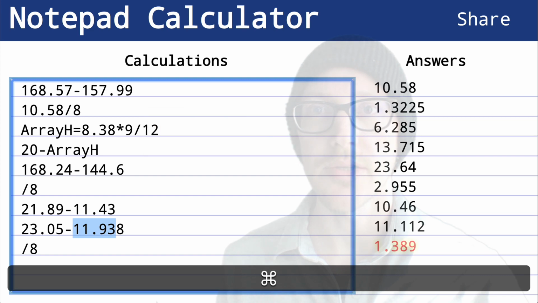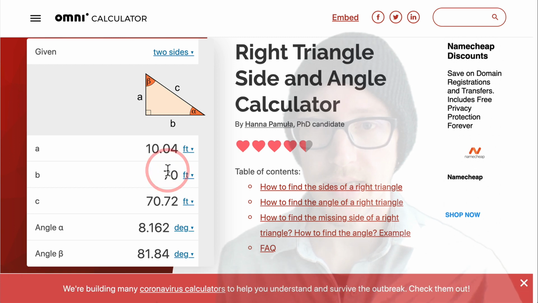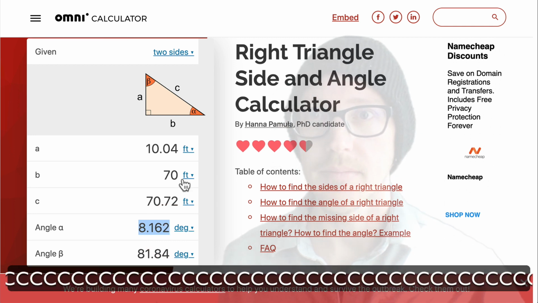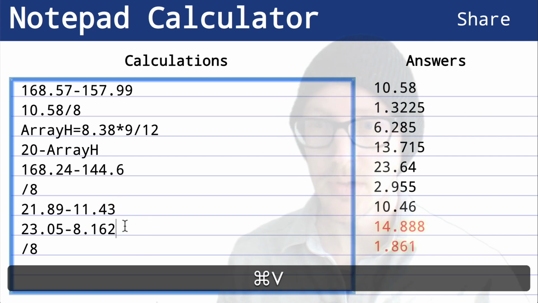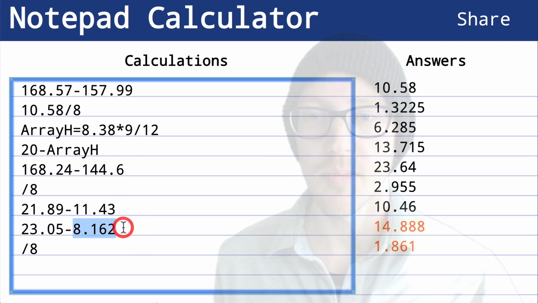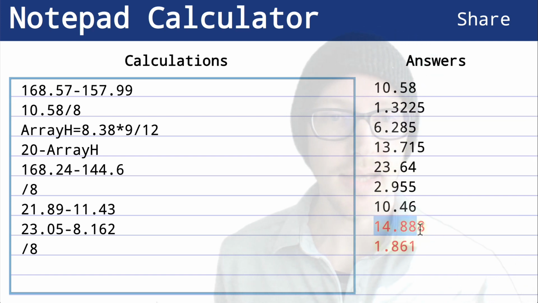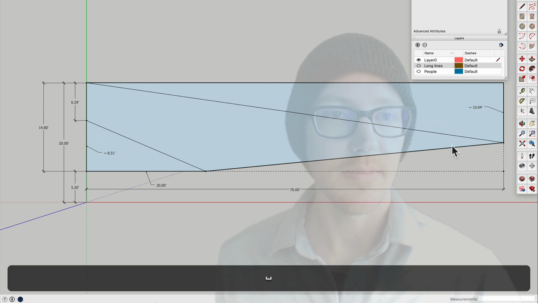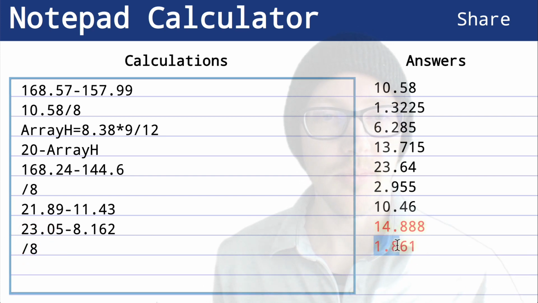Let's go back to our right triangle. 10.04, 70 gives us this internal angle of 8.16. Now we go back to our notepad calculator, and instead of 11.93 like we had last time, we'll subtract our 8-degree number from our new triangle. Now we have a total target coverage angle of 14.88, right? So the space that this needs to cover now that we've got an inclined audience. And then we'll divide by available splay angles again to get an average splay of 1.8.